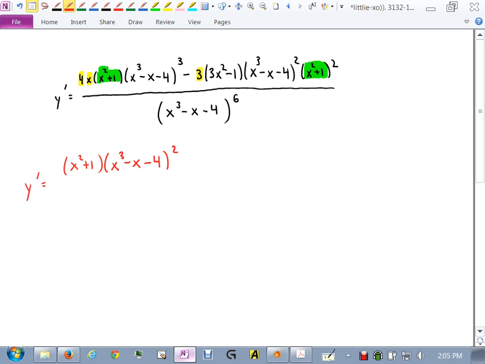Anything else that I can pull out of both of these? No? All right, so now I'd put maybe a big bracket so you can kind of see what would be left if I pulled this out and this out. What's left here? 4x and one of these factors, right? So it'd be 4x and one of those factors.